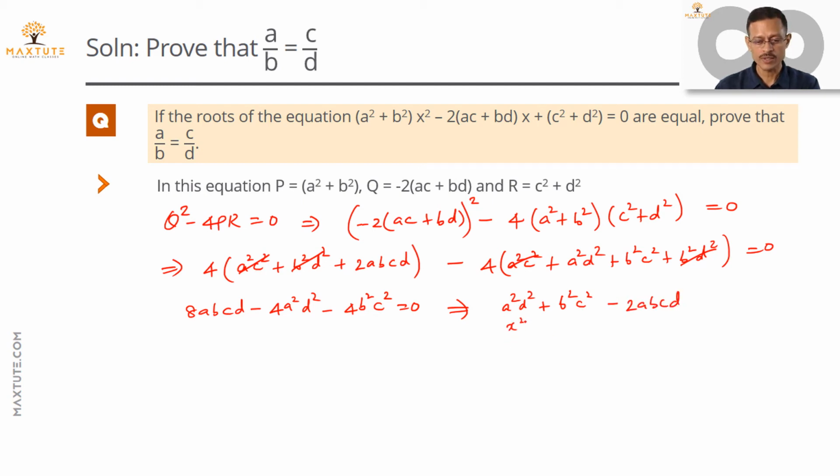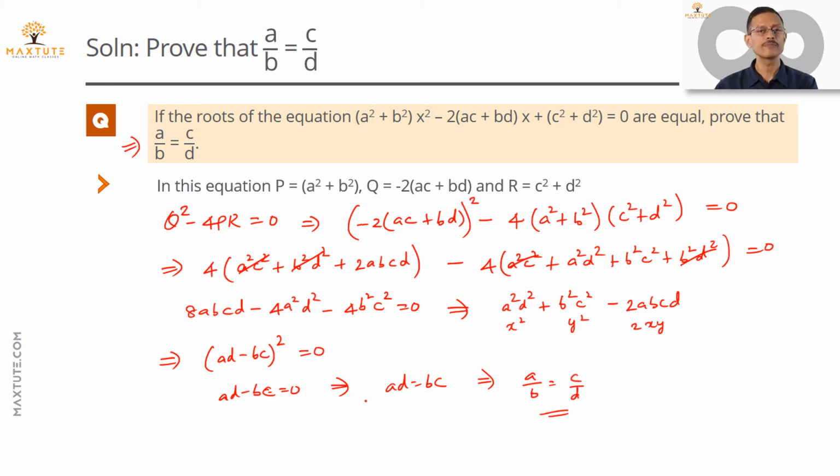Think of this term as an x² term. Think of this part as a y² term. So this is going to be 2 times x into y. x² + y² - 2xy is nothing but (x - y) the whole square. So this entire term is equal to (ad - bc) the whole square, which is equal to 0. Which means ad - bc equals 0. Translates to the fact that ad is equal to bc. Get the b to the denominator on the left hand side, d to the denominator on the right hand side. So you get a/b is equal to c/d, which is what we set about proving initially.